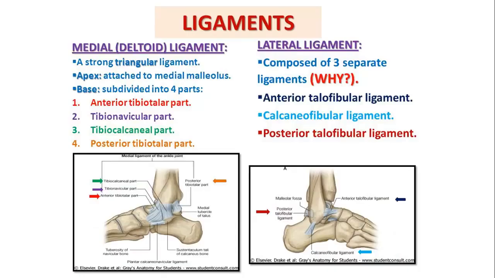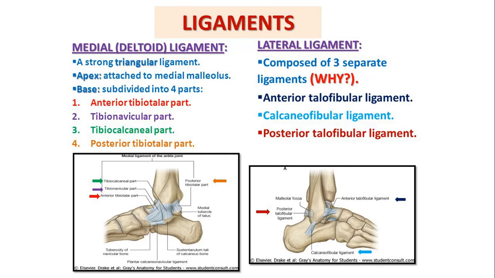Ligaments which will support this joint are some on the medial side and lateral side, and these must be very strong ligaments so that the joint should not dislocate during the movements. As you know very well, you can imagine that we use this joint in walking, very much in walking, so these ligaments should be very strong.